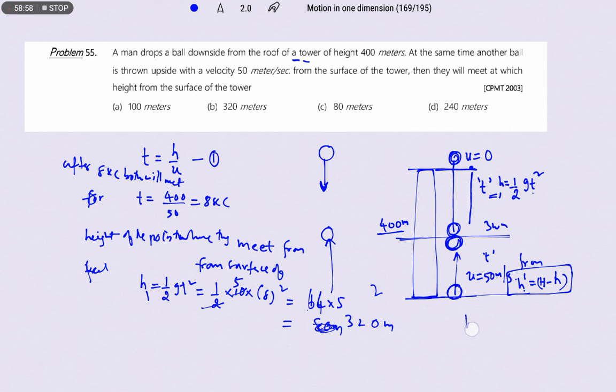From the ground, 400 minus 320, therefore they are going to meet at a height of 80 meters from the surface of the earth.